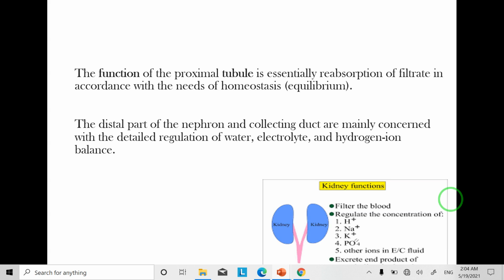And the collecting duct is the final site for either concentrating or diluting the urine. The antidiuretic hormone and aldosterone act on the collecting duct of the nephron to control the reabsorption of water and sodium. This is a brief about the main function of these different segments.